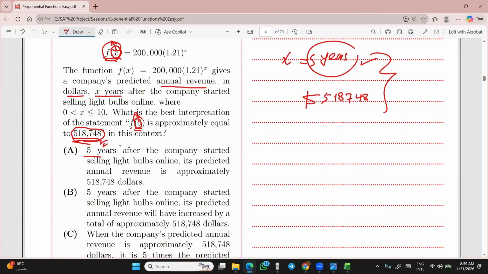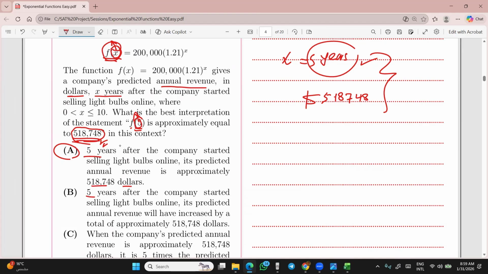5 years, that's good. After the company started selling light bulbs online, its predicted annual revenue is approximately this amount of money in dollars. That's the correct one. That's perfect. That's the one we are searching for.